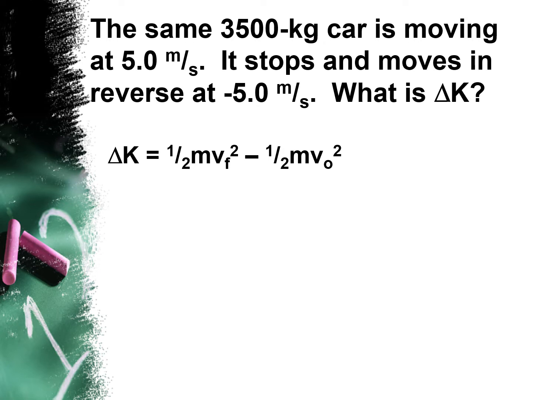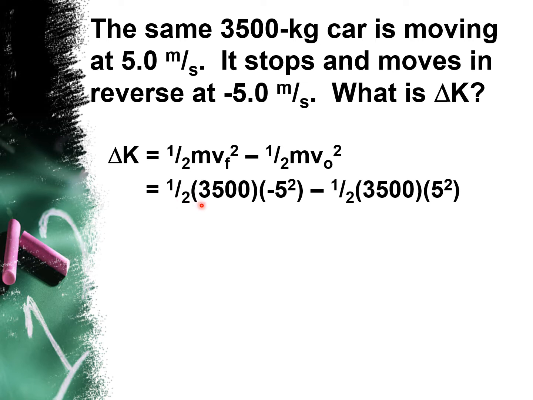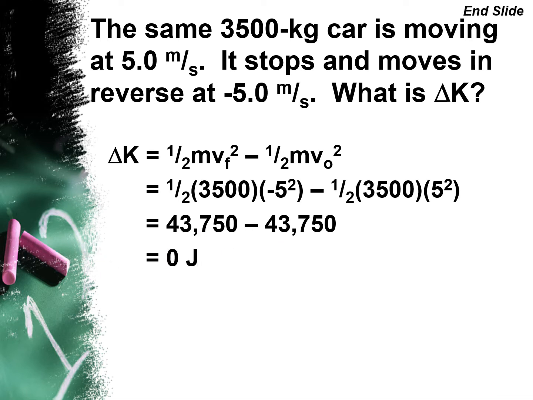But we can go ahead and plug the numbers into the equation. 1/2 times 3,500 times negative 5, and be sure to square that negative, minus 1/2 times 3,500 times 5 squared. We get 43,750 for the final minus 43,750 for the initial, and we subtract the two and we get 0.